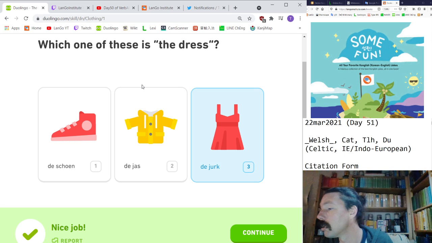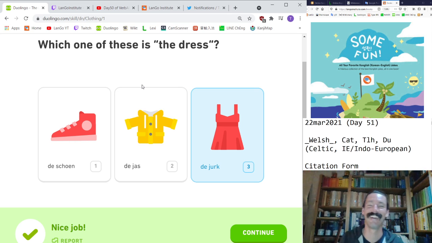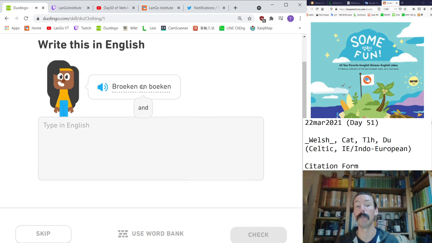Is how the different values are of the R consonant. Yerk here with the retroflex one. Broeken en boeken. But in this one, broeken, it's usually an r. Broeken. Pants and books.